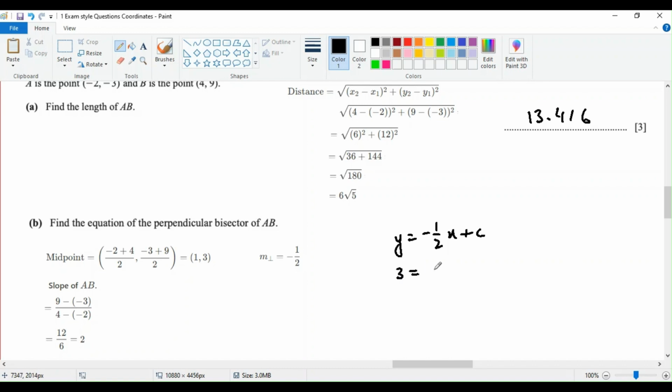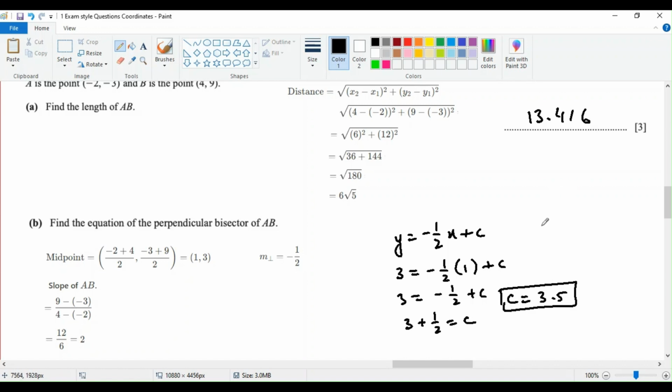So y equals 3, equals negative 1 over 2 times 1 plus c, that means 3 equals negative 1 over 2 plus c, that means 3 plus 1 over 2 equals c, that means c equals 4.5, 3.5, sorry. c is going to be 3.5. That means the equation is going to be y equals negative 1 over 2 x plus 3.5.